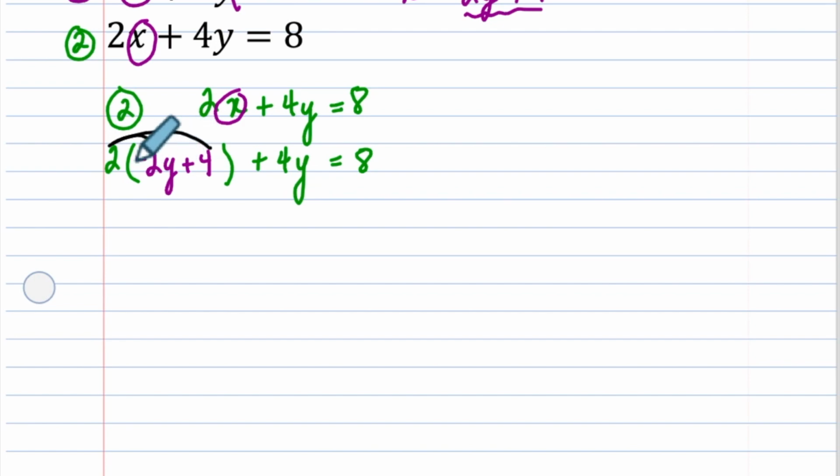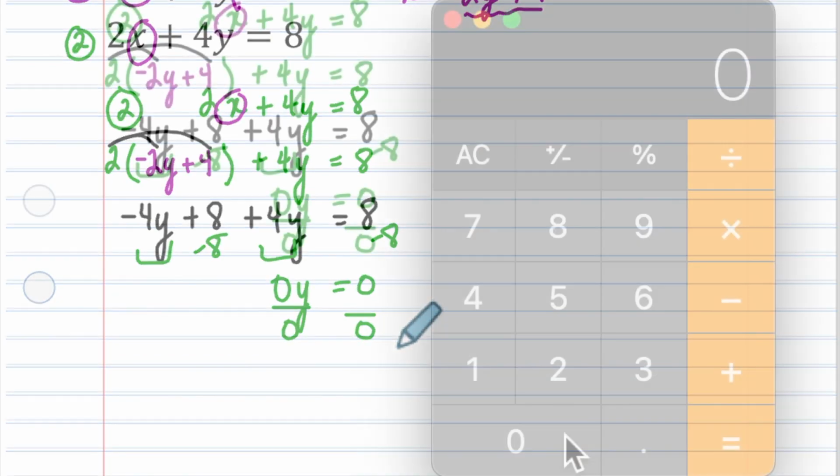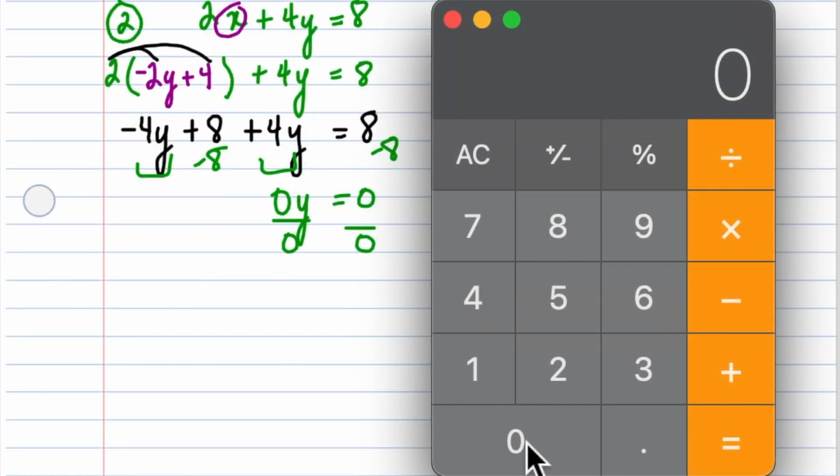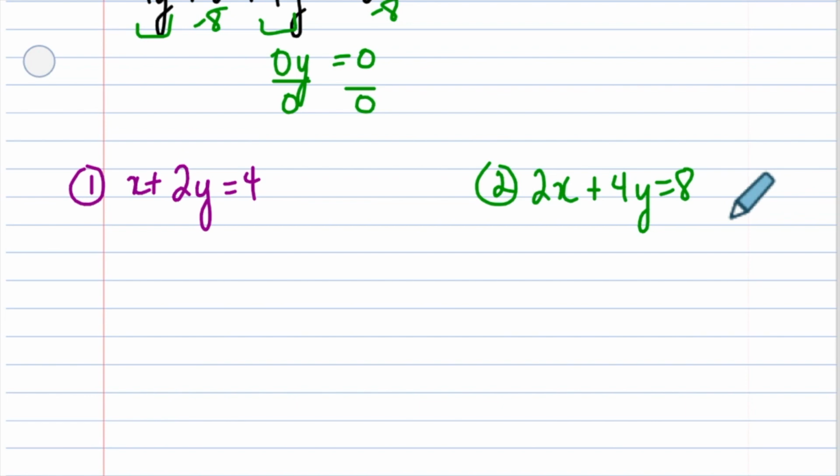We'll distribute. 2 times negative 2y is negative 4y. 2 times 4 is positive 8. Plus 4y is equal to 8. And we get 0y. Subtract 8 from both sides, is equal to 0. We are not able to divide by 0. What's going on here? Double check with your calculator and you'll see 0 divided by 0 is not possible. Undefined.